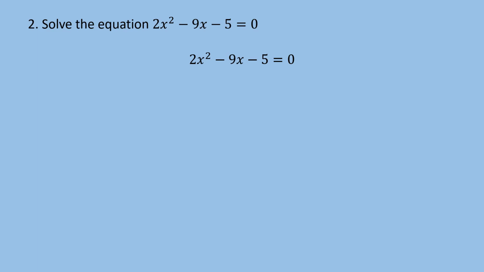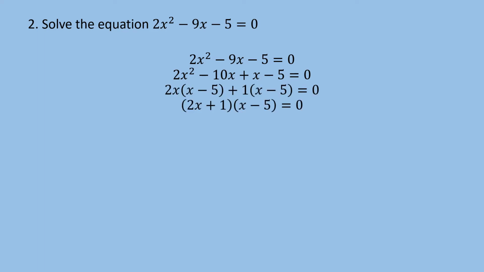Factorization can be more difficult, especially if the coefficient of x squared is greater than 1, like this. Solve this equation: 2x squared minus 9x minus 5 equals 0. So the same thing you can do. 2 times 5, then we can take it like 10 times 1. So to make 9x, it should be minus 10x and plus x. So you can have the factors 2x plus 1, x minus 5.